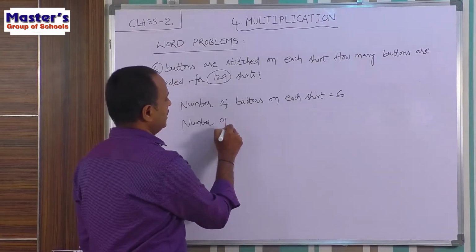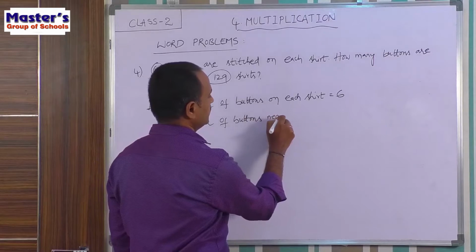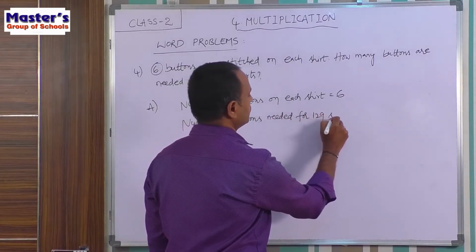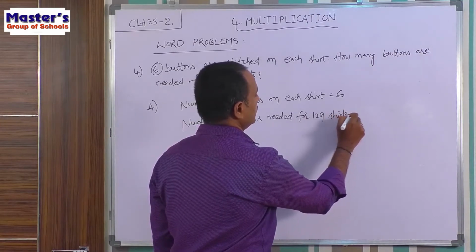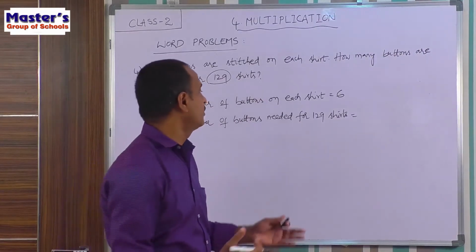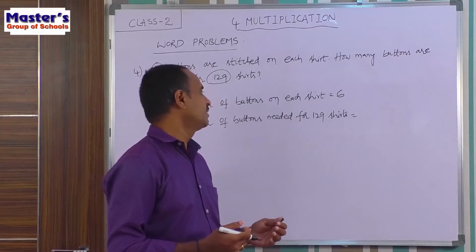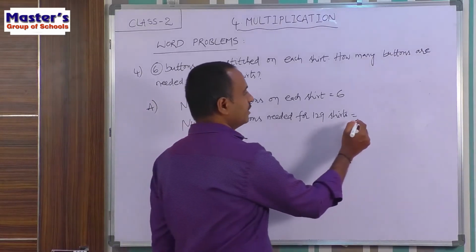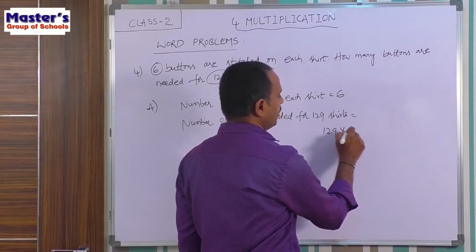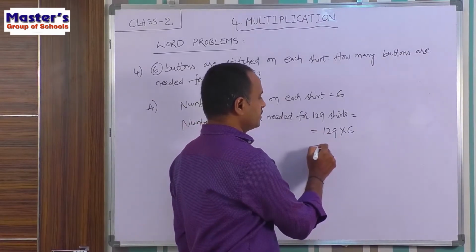Number of buttons needed for 129 sheds is equal to... So children, how can we get the total number of buttons required for 129 sheds? By doing multiplication. So how do we have to multiply? We have to multiply the number 129 with the number of buttons for each shed, that is into 6. So 129 into 6.